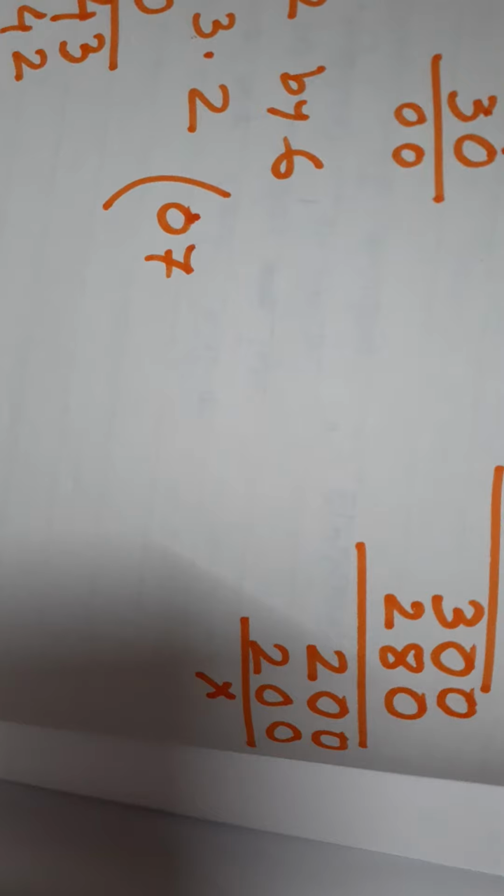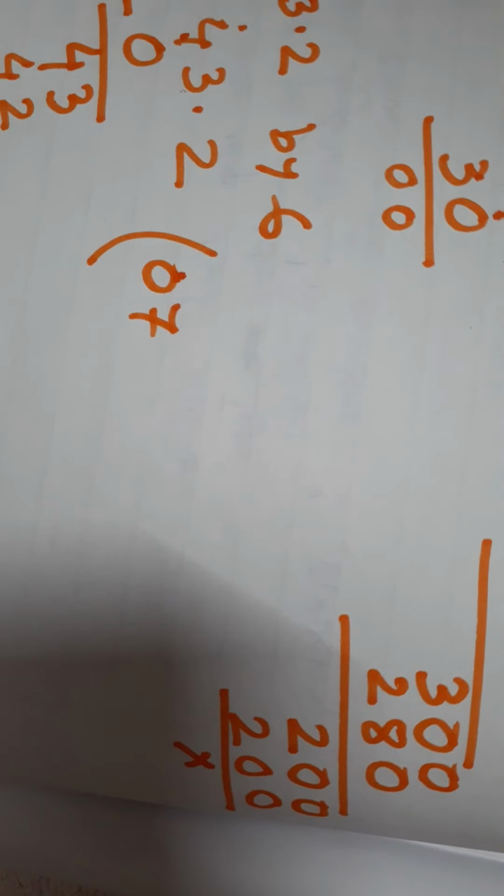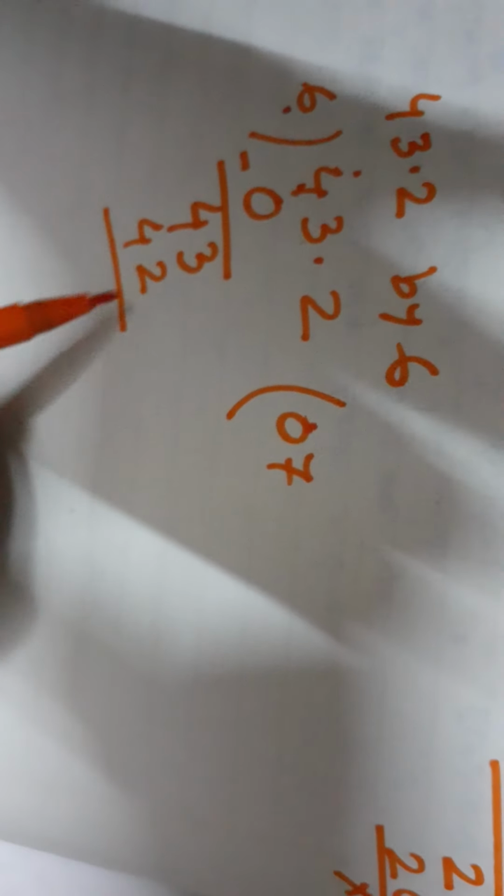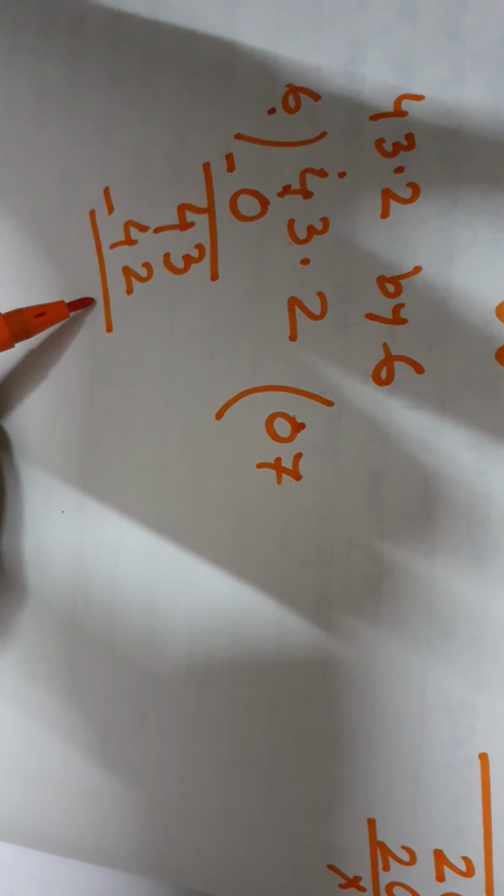So 43 minus 42 we will get... So when we get this 43 minus 42, students, you can see that we are subtracting again, and when we subtract it we will get 1.